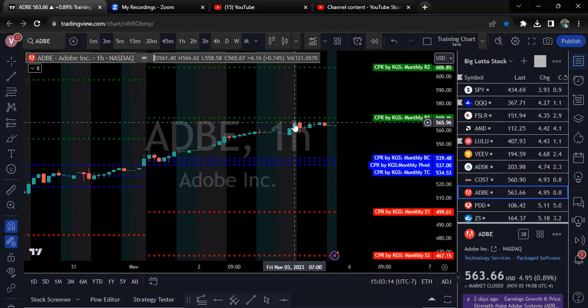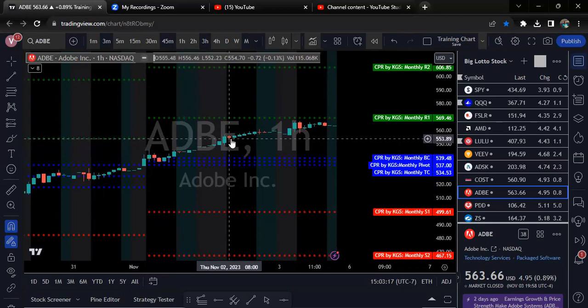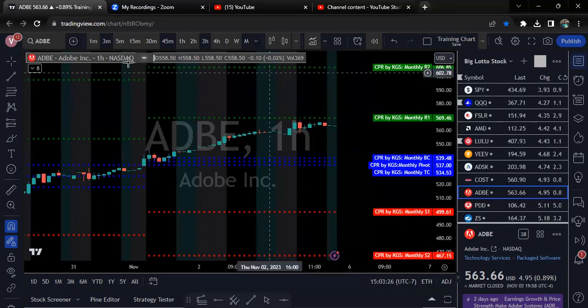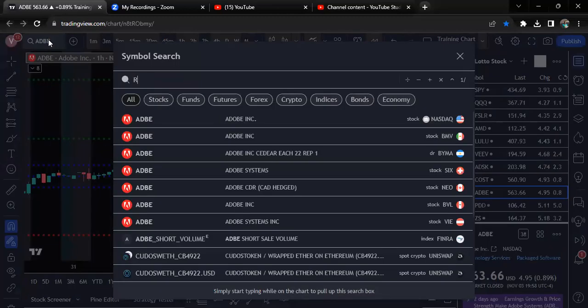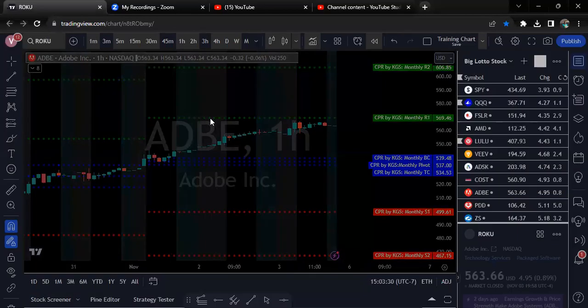You're already anticipating. So if you have bought your calls here, you're not worried here. You're holding up to here, at least R1. That's where you're taking your profit. So for any stock, especially the ones reporting earnings, you want to know where this stock is headed.